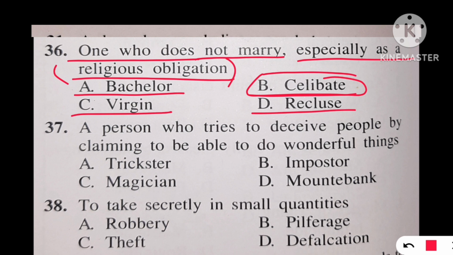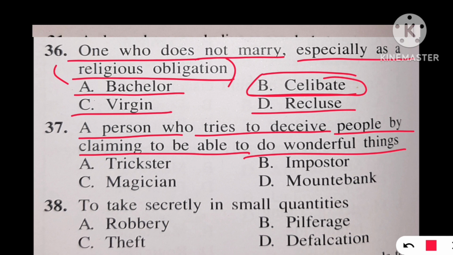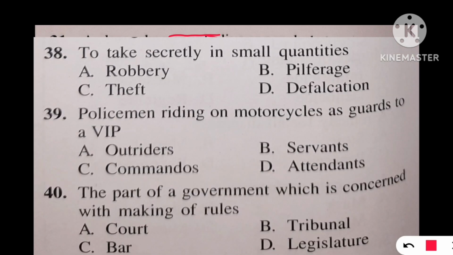Question number 37. A person who tries to deceive people by claiming to be able to do wonderful things. They are called option A, trickster, option B, imposter, option C, magician, and option D, mountebank. The right answer, which will give you 1 mark, is option A, trickster.